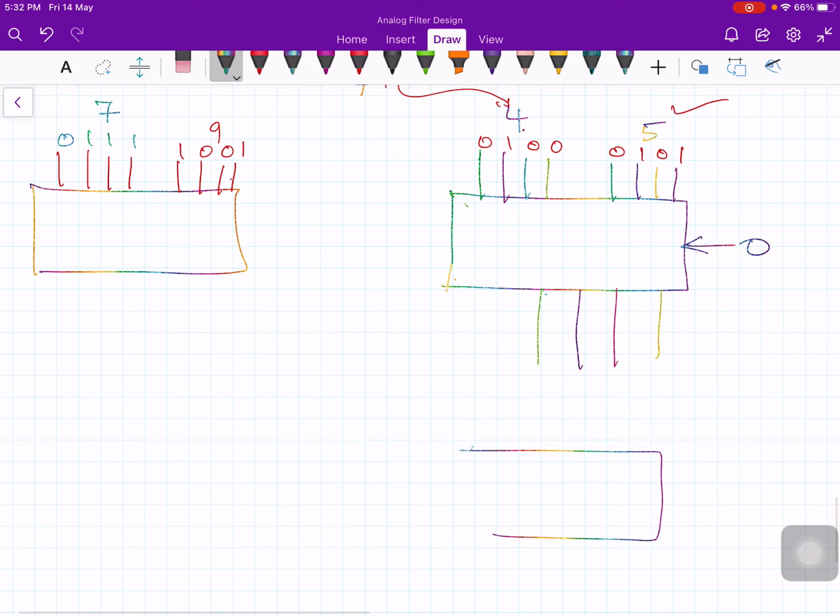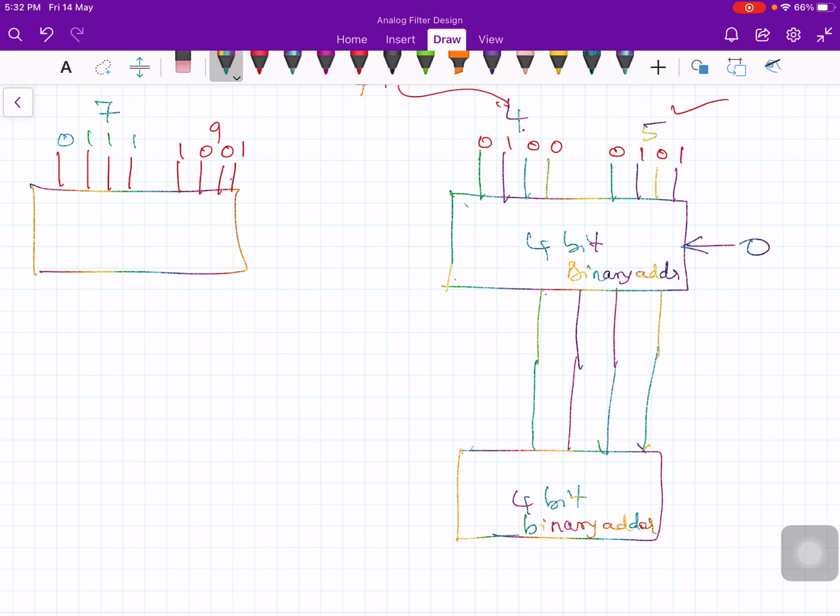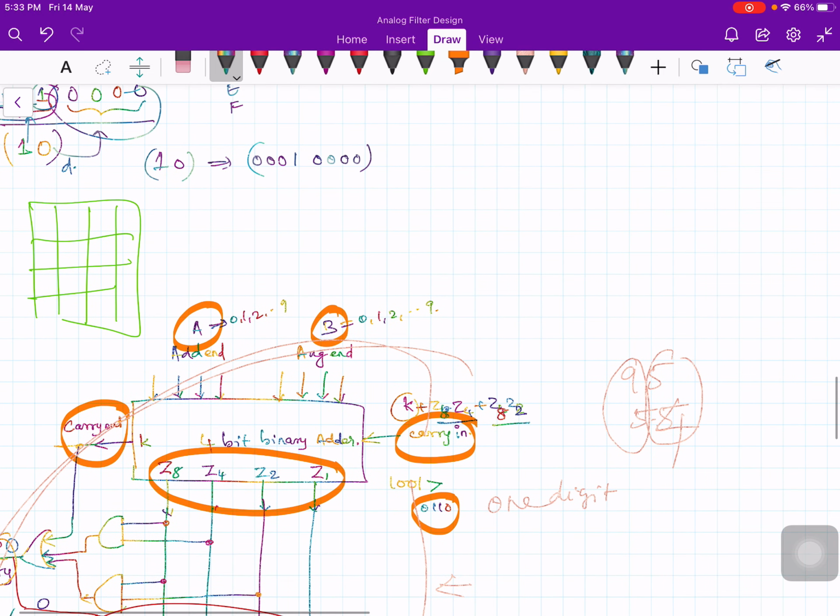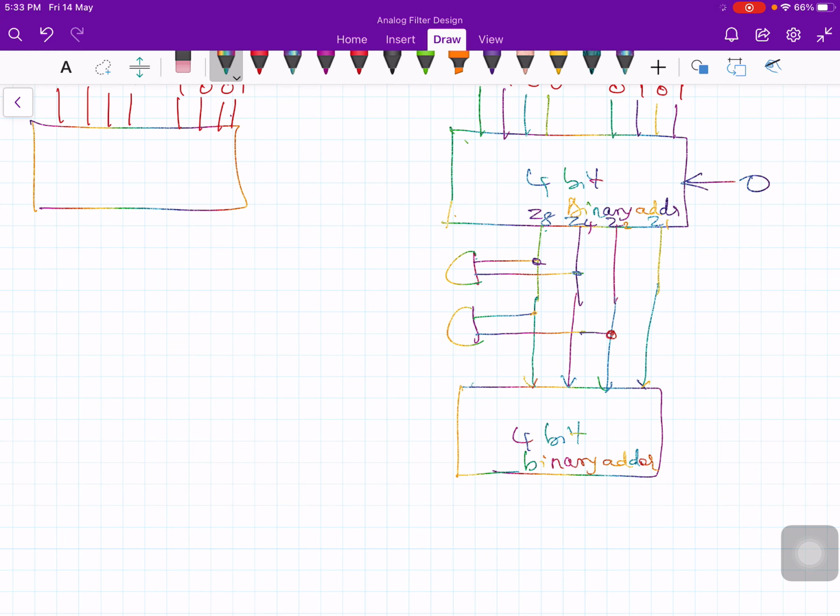These 4 outputs again give to another 4-bit binary adder. This is also a 4-bit binary adder. You put an AND gate here, 2 AND gates. This is Z8, Z4, Z2 and Z1. Z8, Z4, and then Z8, Z2, sorry, Z8, Z2, that's it. And put an OR gate output. So this is the output of the first one. Give it to here, like this, and this one is given back to this input.